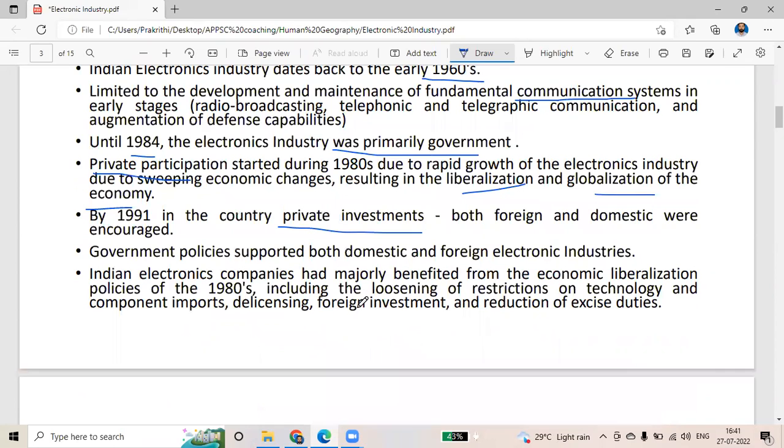Indian electronic companies had majority benefit from economic liberalization policies during the 1980s, including loosening of restrictions on technology and component imports. So import facilities को liberalize कर दिया है, loosen कर दिया है, and delicensing, then support for foreign investment and reduction of excise duty. So बहुत कुछ चीज.